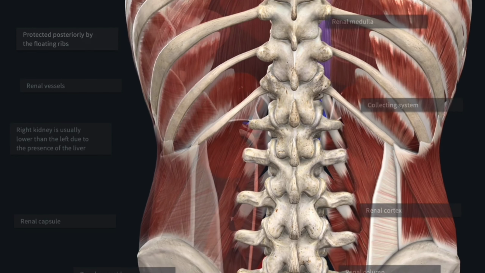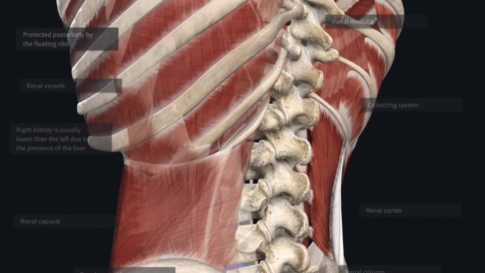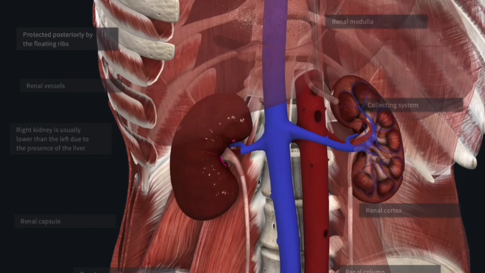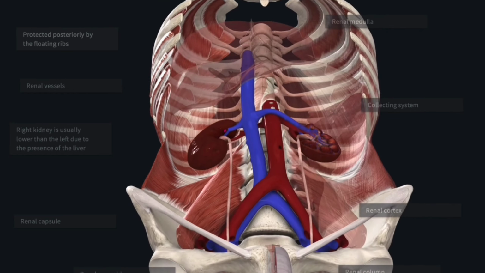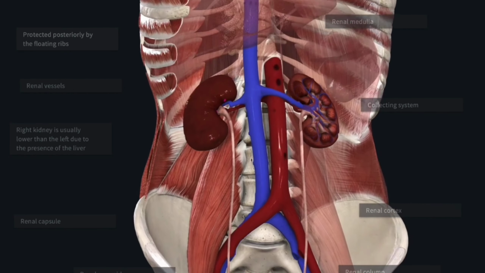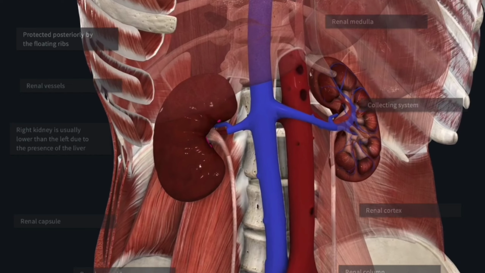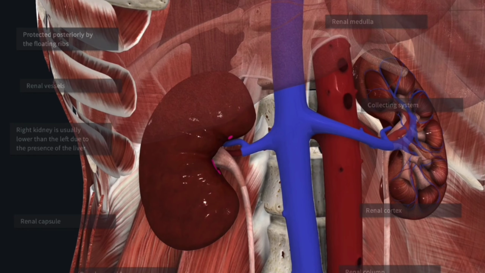Now, the kidneys are going to be lying posteriorly against some of the muscles within the posterior abdominal wall, but surrounded by protective layers of fat. As we can see, the actual shape of the kidney is somewhat C-shaped, with a concave side facing medially and a convex side facing laterally.